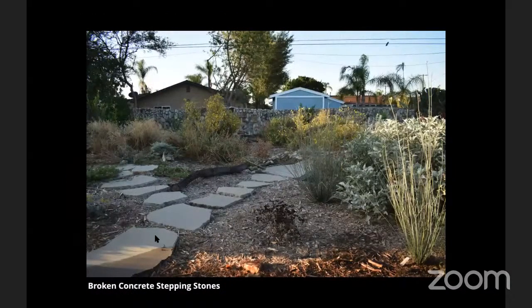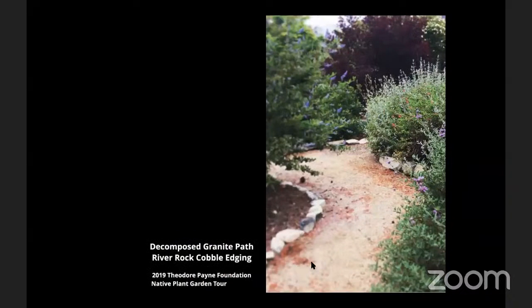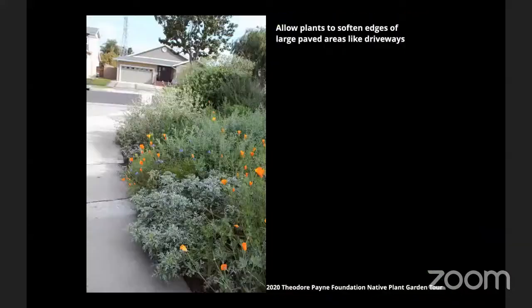Here's broken concrete stepping stones, just mulch in between. This garden has not been fully planted out yet. Coming along. I'm also a fan of just using river rock cobble along the edge of a path, and then decomposed granite for the path surface. Feels very nice and natural.